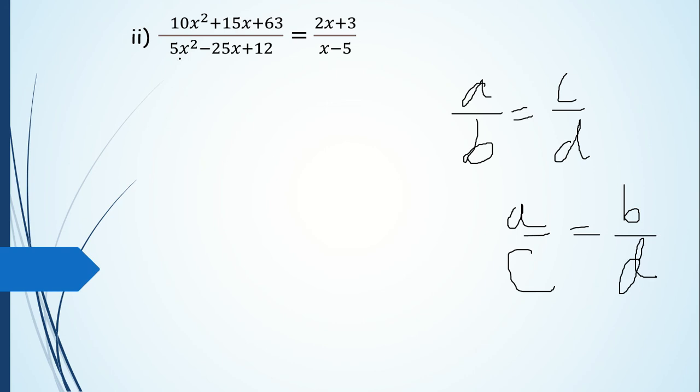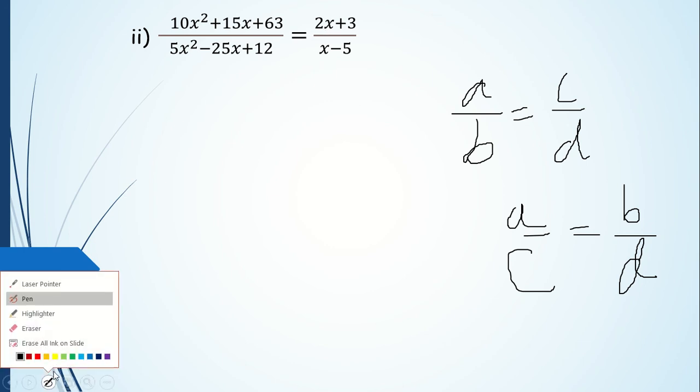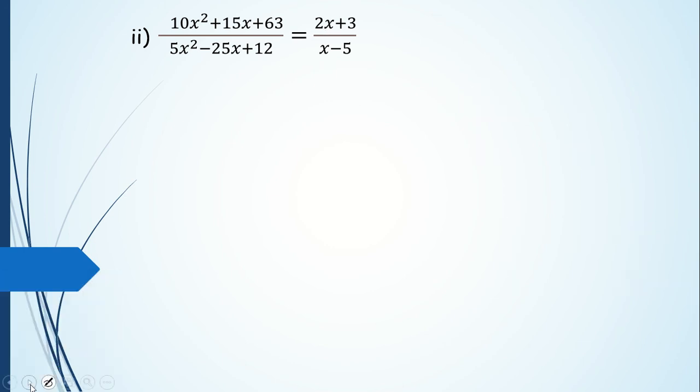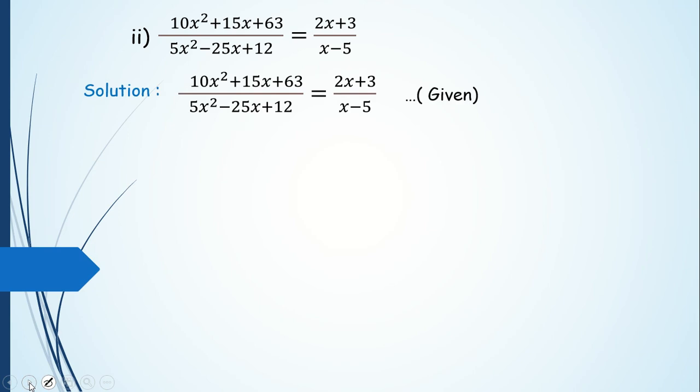So same way we will do alternando here. So 10x square plus 15x plus 63 upon 2x plus 3 is equal to, see, 2x plus 3 will come here and this 5x square term will go that side in the numerator. That is what we are going to get by alternando. But before that, okay, this is what is given.